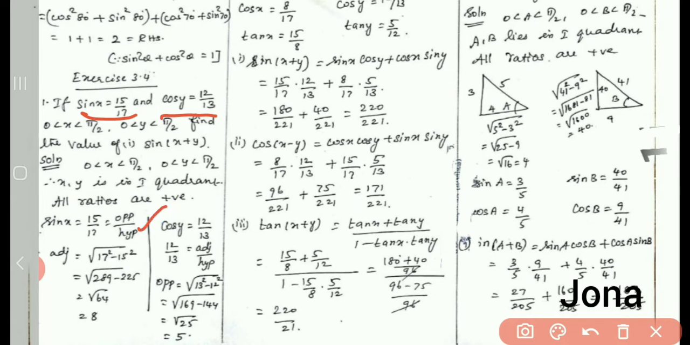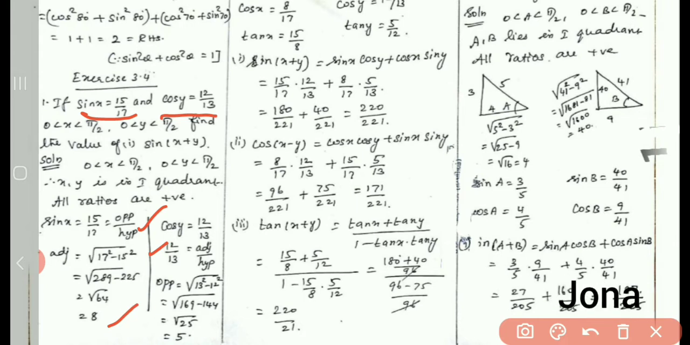Here it's given sin x equal to 15 by 17. Here sin x is nothing but opposite side by hypotenuse. So we want to find the adjacent side now. That adjacent side, how to find that? 17 square minus 15 square within the root. So that we got the adjacent side as 8.